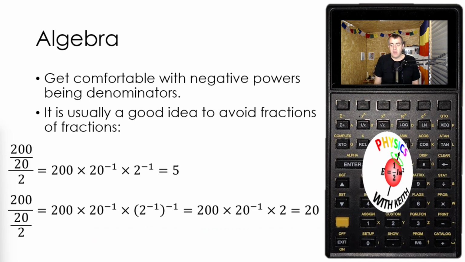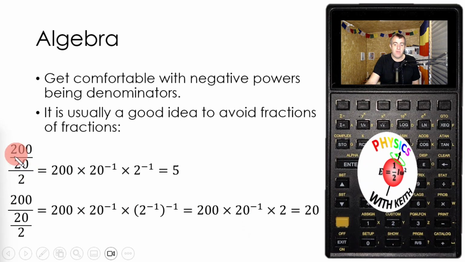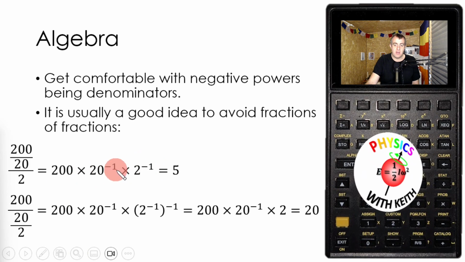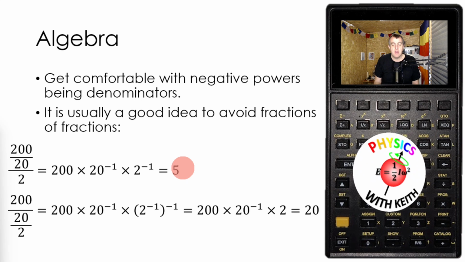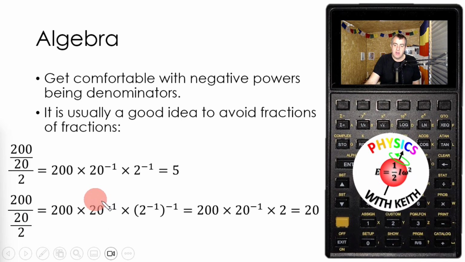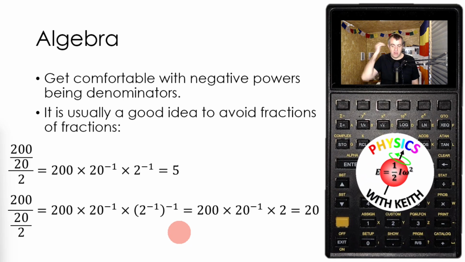Another alternative way of dealing with that is to use your negative powers. If you intended 200 divided by 20 first, and then divided by 2, that's this. In fact, you can do that in any order, and that would give you 5. But if you intended 200 divided by half of 20, that is 20 divided by 2, then you could do this. There's a bit of a mess, of course, but you've got your 20 here on the bottom, and then this 2, which is a denominator of a denominator, so there's still a negative 1 power there. And that gives you 20.